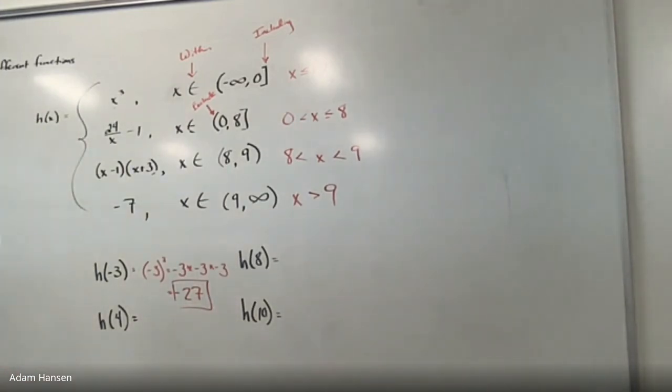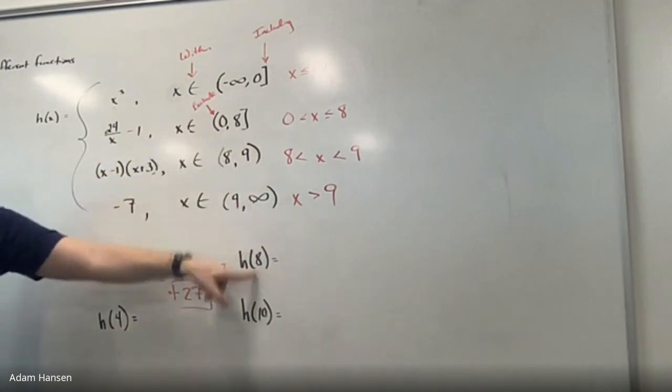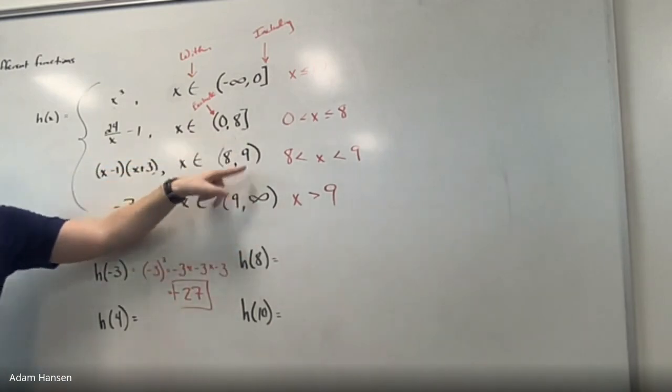Where's 8 going to go? Is that in row 1, 2, 3, or 4? I see a couple different 8s. It's obviously going to be either the second row or the third row. Which one includes the 8? Second one. Why are you saying the second one, Caleb? There's a bracket. This is all numbers between 0 and 8, including the 8. So if I have to plug in 8, it's got to go here and not here. Does that make sense to everyone?